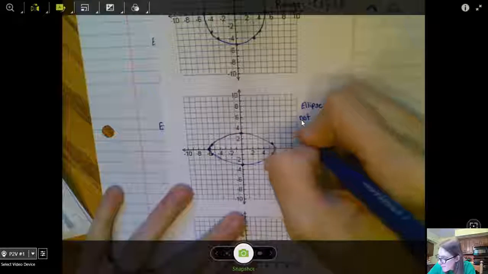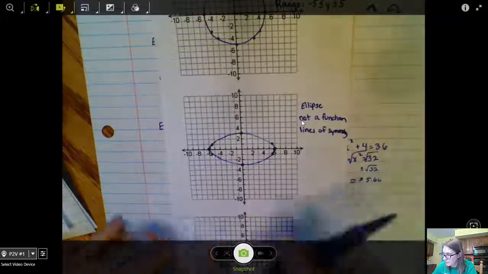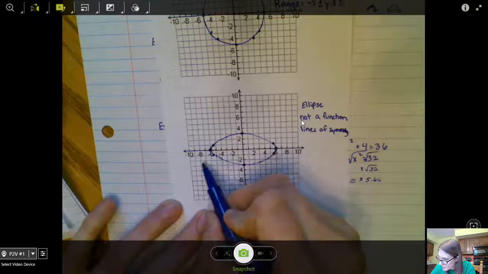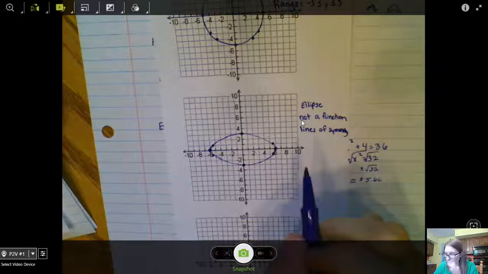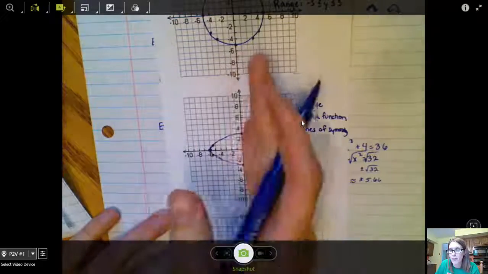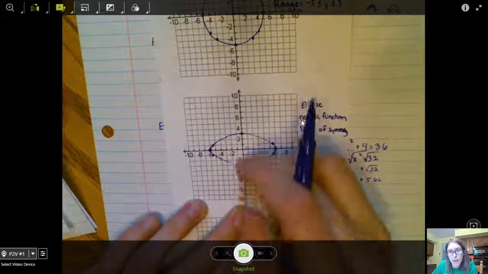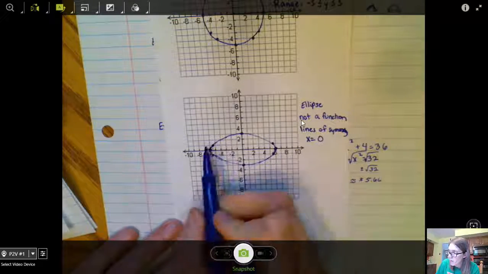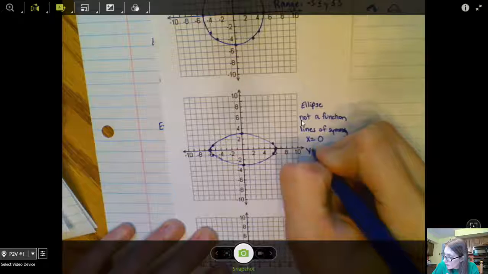What do you think for lines of symmetry? Well, if I drew a line diagonally and flipped it over that line, I don't really think that's going to work. Ellipses are kind of like a football. But if I fold my paper in half this way, that would work. That would be the same on both sides. The y-axis is a line of symmetry. And remember that we can write the equation for vertical lines as x equals something, x equals 0 in this case. And we also have a horizontal line of symmetry, our x-axis, which we can write its equation as y equals 0.